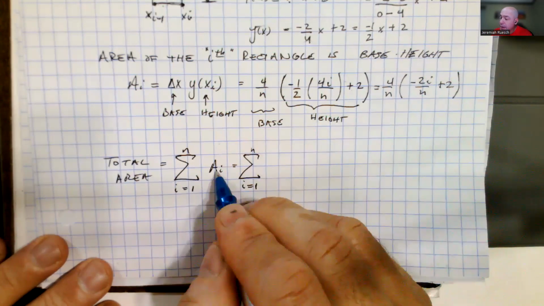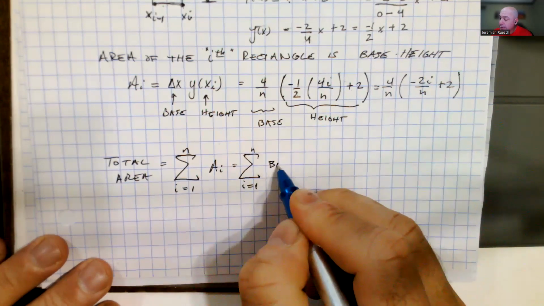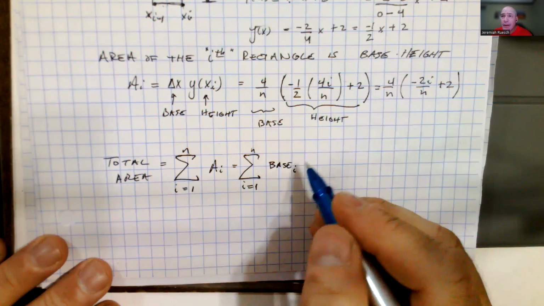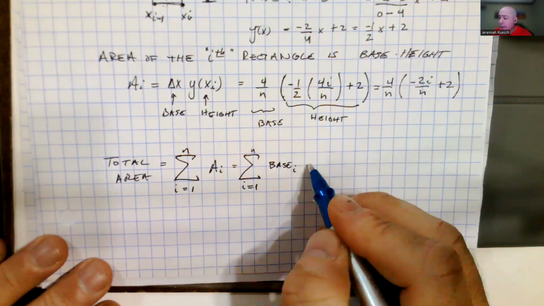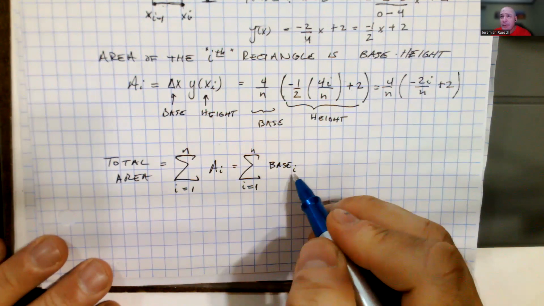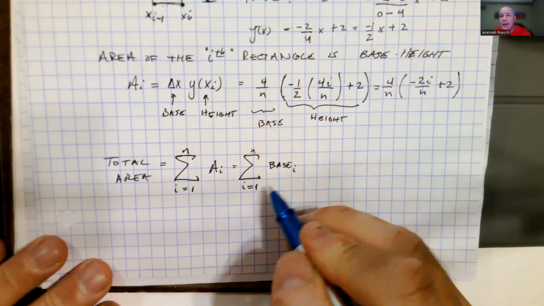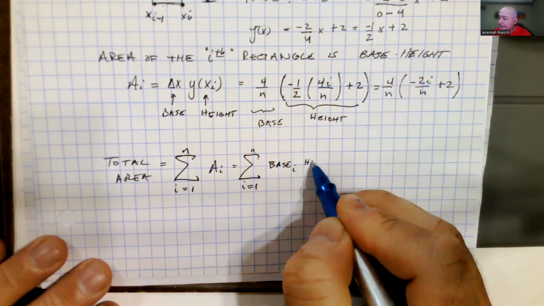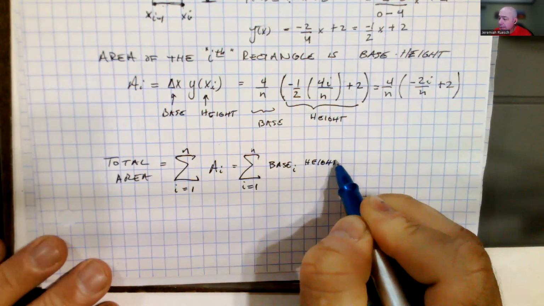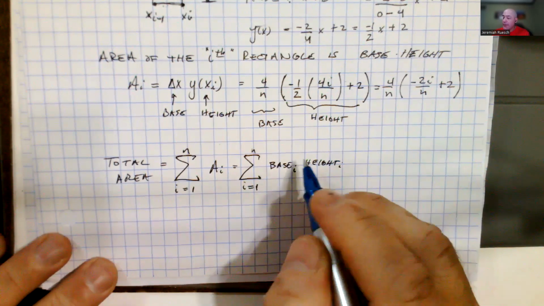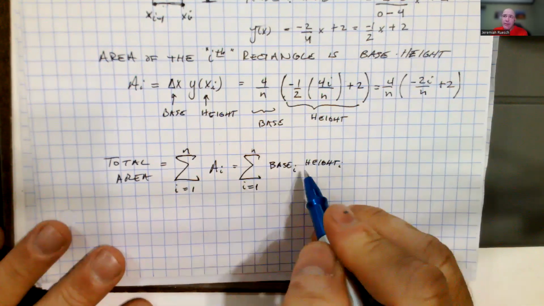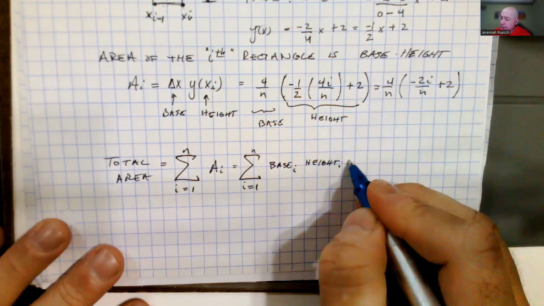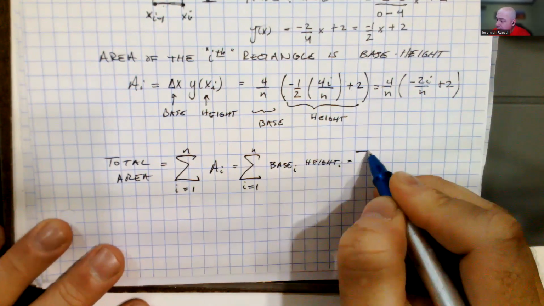Okay, so remember the area is the base, and I'll put a little i subscript down here just to indicate that it depends on where you're at. For us, since all of them are the same, we can actually factor it out as a constant. But in general, it will be the case that those will be times the height. Since our areas are rectangles, that's what we're plugging in, and that's kind of what we have up here: base times height. All right, let's go ahead and do that.